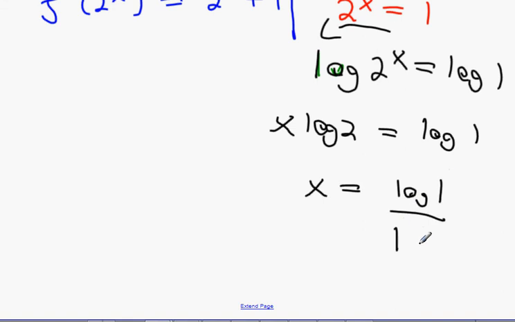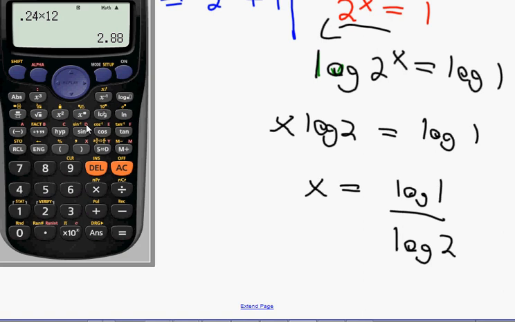And what is log 1? I'm hoping it'll be 0. 0. Okay, so plenty of ways around that. Okay, moving onwards and upwards again.